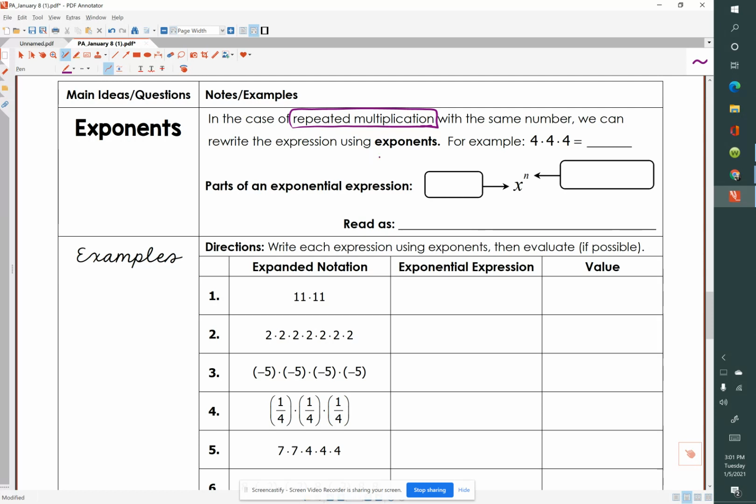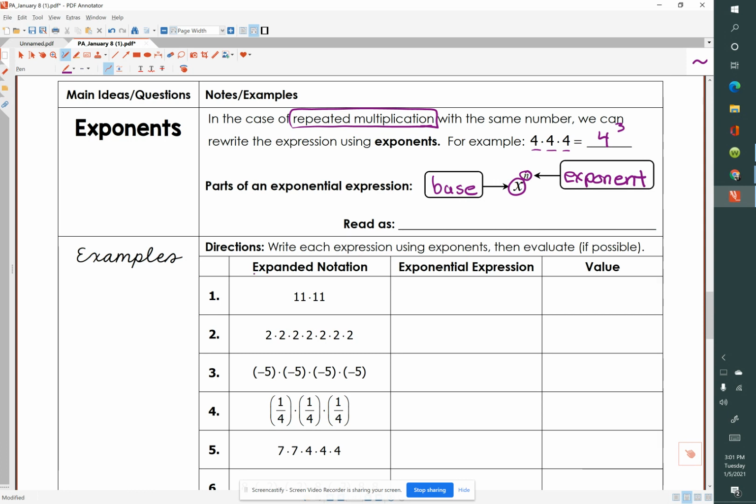Now, we can write the expression using exponents. For example, 4 times 4 times 4 would be 4 to the third. And the large number is called the base, and the smaller number, which we're calling n here, is the exponent.